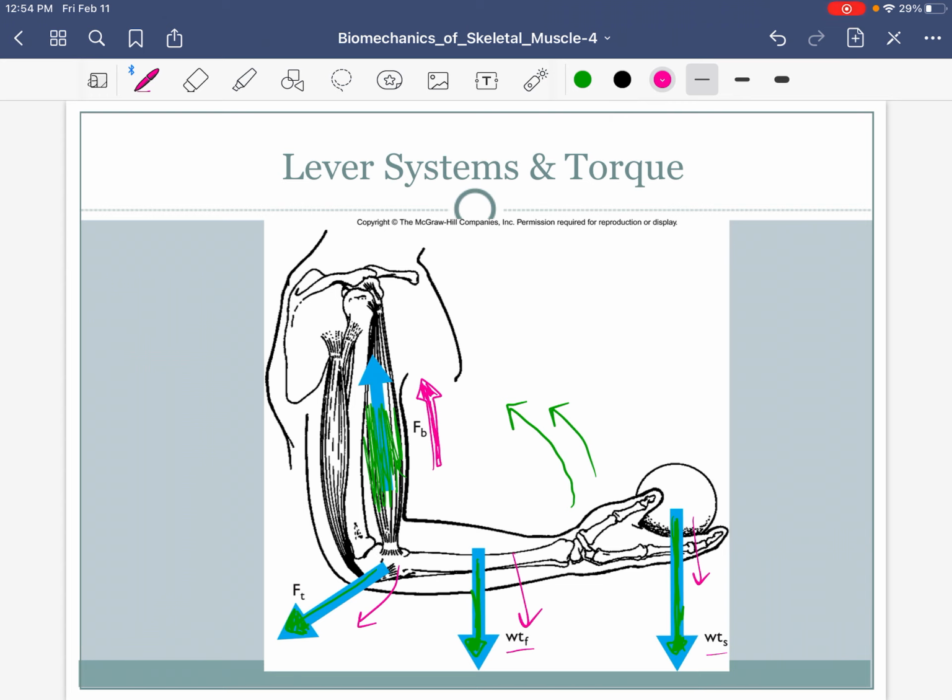In order to successfully perform a bicep curl, the biceps brachii must contract with enough strength to overcome all the other arrows. If it doesn't have enough strength to overcome those, then it would not be able to lift the forearm. That's all I'm saying there, my friends.